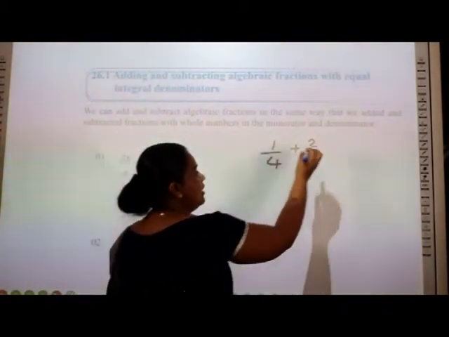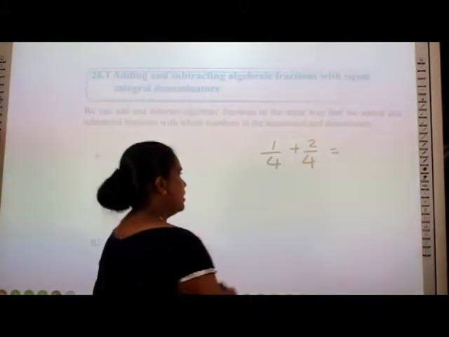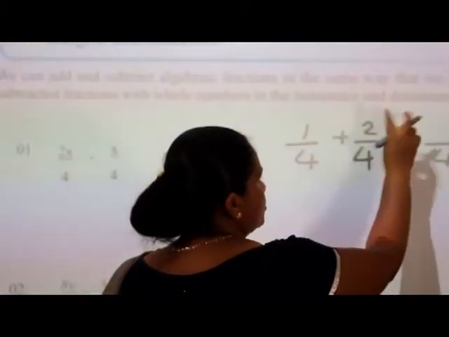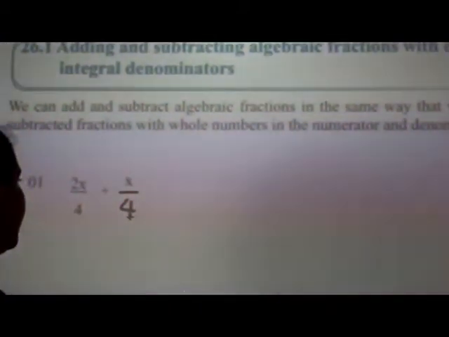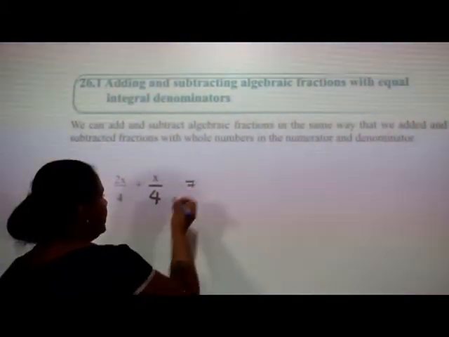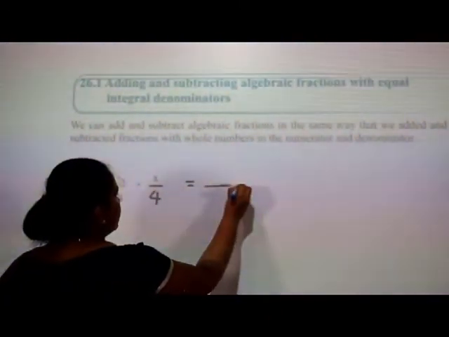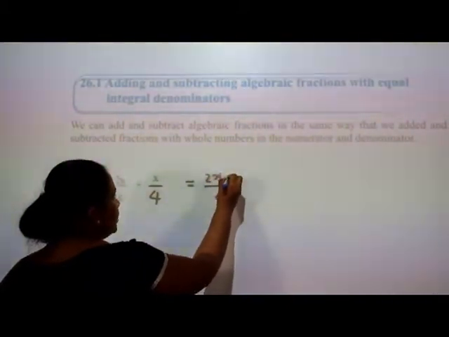Right? So when the denominators are equal, you can add the numerators. So I can add 1 plus 2, 3. Then the answer is 3 over 4. Right? So here you can use the same method also. Let's see how to solve this fraction. Here the denominators are equal, so you can add the same as in fraction solving. The denominator is 4. Then you can add both numerators.